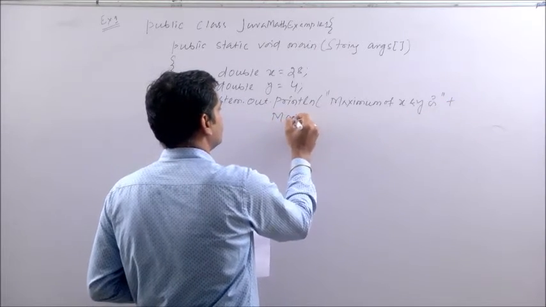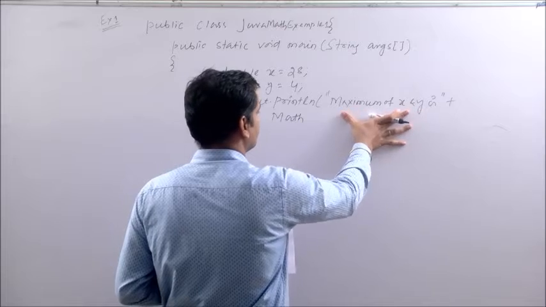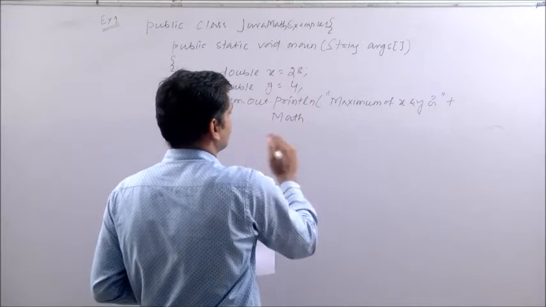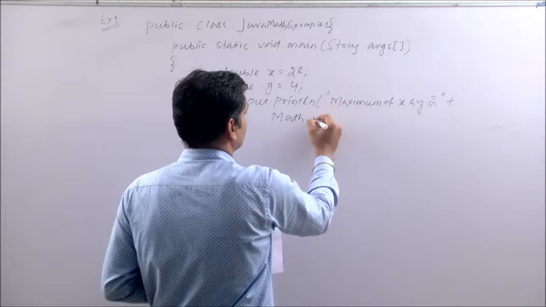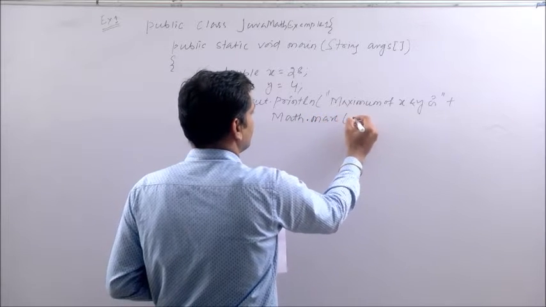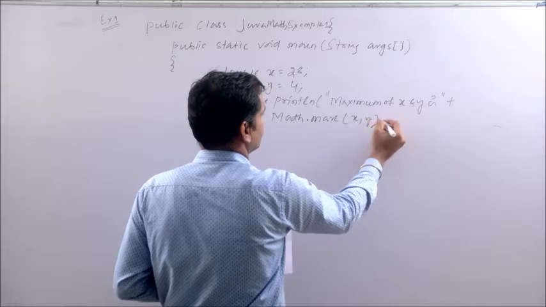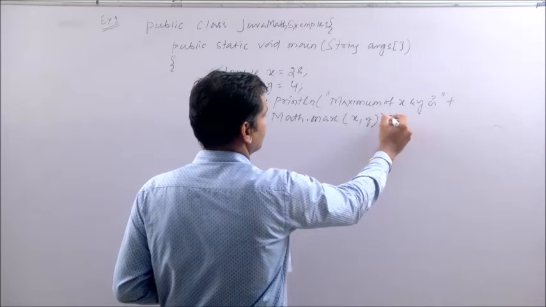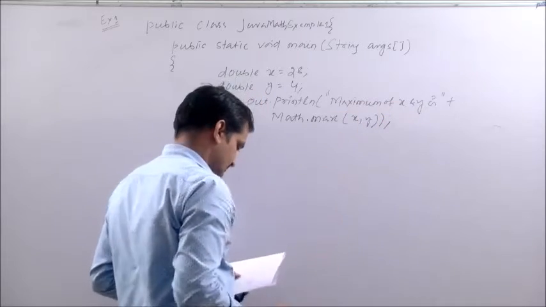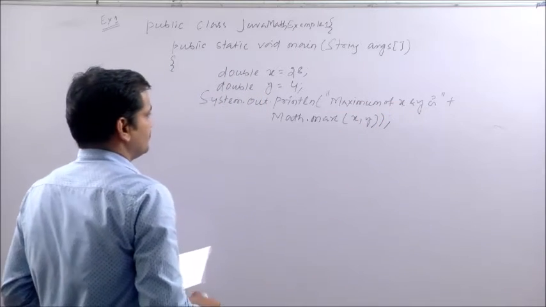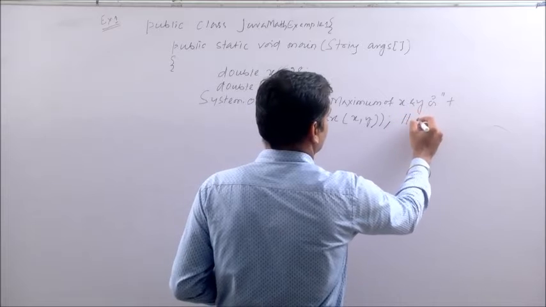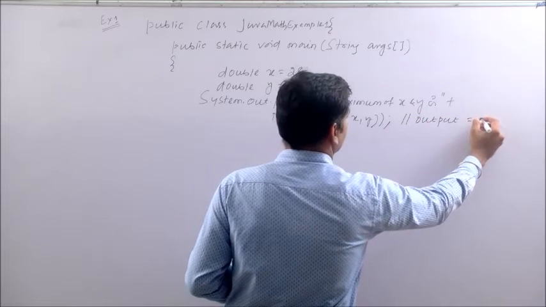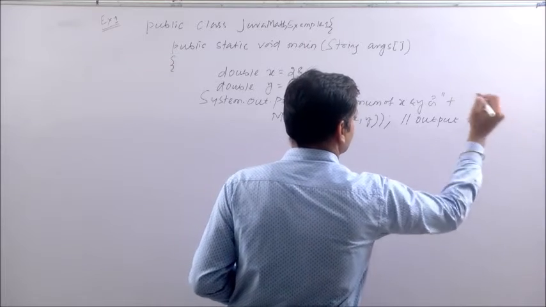As you can see, this is the literal, and with that I want the maximum value of x and y. So, I call the method max and give the arguments x and y. This is the end of max, and this is the end of the method println. Now, this will return the output. The output here will be 28, that is the return value.